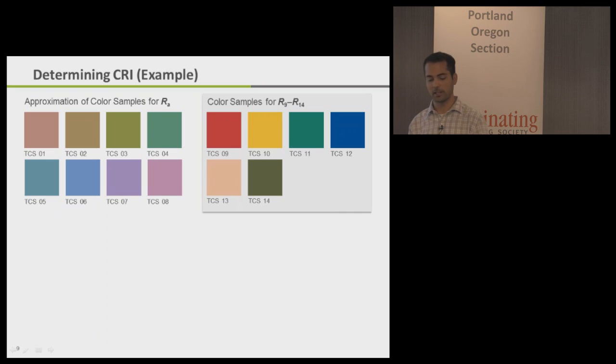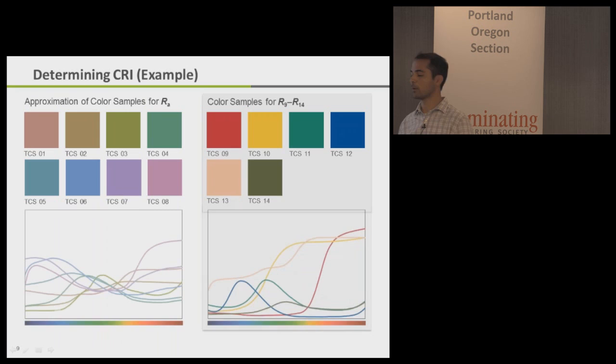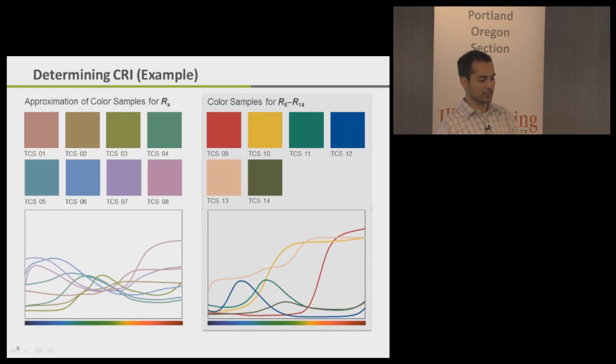additional ones as well, saturated colors. R13 is sort of supposed to be a skin tone, and R14 is a foliage color. Pretty rarely used. And again, what we're really doing is looking at the reflectance function of those objects. So we're not actually taking any lights and shining them on any objects. There's no actual measurement. We're doing this all mathematically.